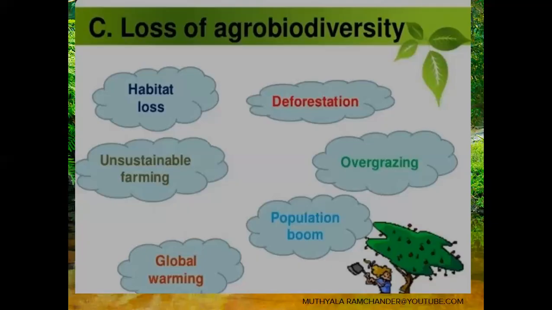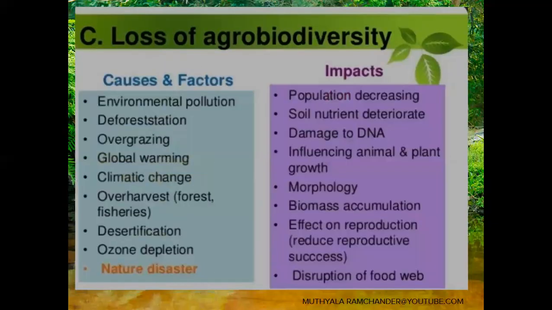And global warming is also a major threat or cause of loss to the agrobiodiversity. By this loss of agrobiodiversity, environmental pollution will occur. Deforestation, overgrazing, global warming, climatic changes, over harvest, desertification, ozone depletion, natural disorders. These are all major causes or factors of the loss of agrobiodiversity.